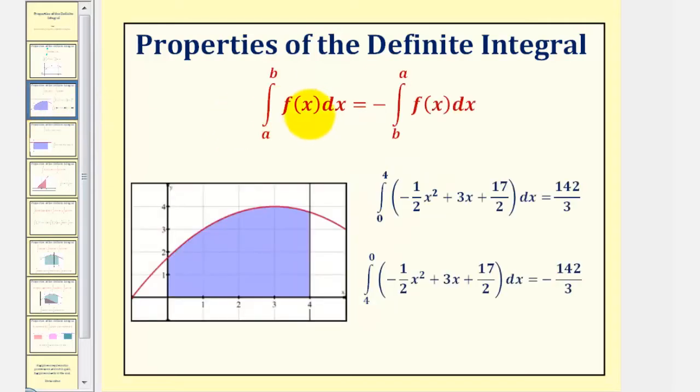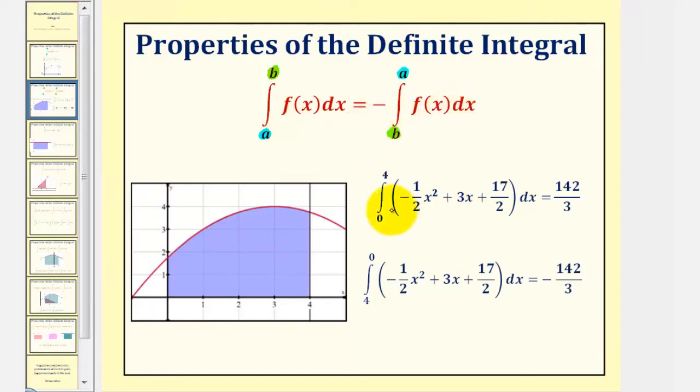Next we have the integral of f of x from a to b equals the opposite of the integral of f of x from b to a. So notice here we've changed the limits of integration. Here we're integrating from a to b, and here we're integrating from b to a. So if we change the order of integration, it'll change the sign of the definite integral.